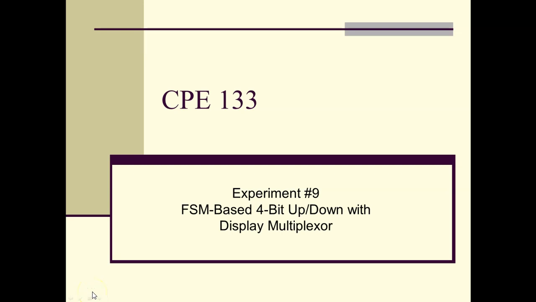This is CPE 133. This is experiment 9. What we're going to do in this experiment is modify our 4-bit up-down counter from the previous experiment and give it a couple extra features and give you more experience doing some awfully fun stuff.